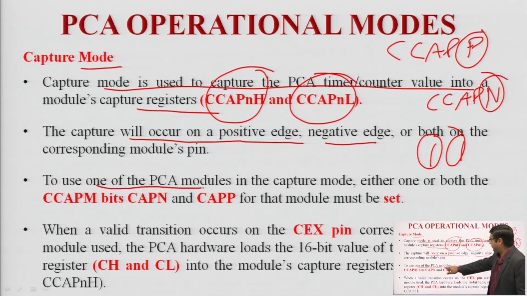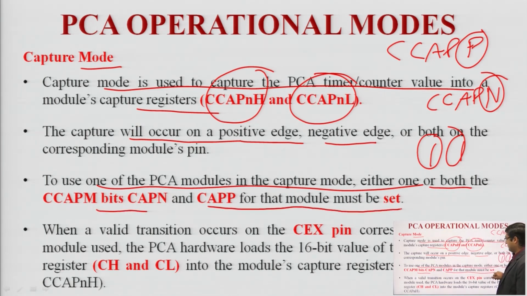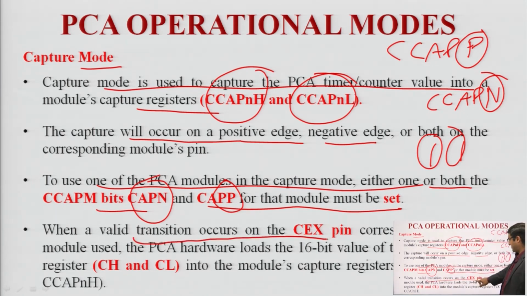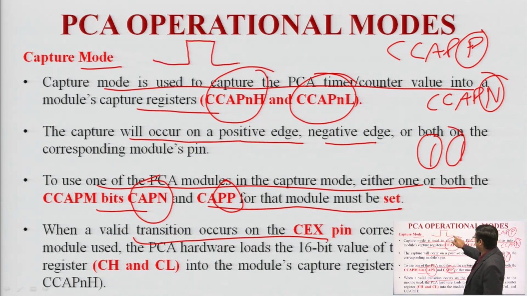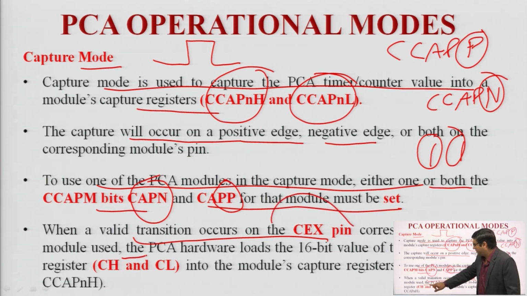So to use one of the PCA modules in the capture mode, either one or both of the CAPP and CAPN bits for that module must be set. We have seen that this represents the rising edge, and this represents the negative edge. The CCF bit should be set if a capture occurs. A transition means a toggle, 1 to 0 or 0 to 1. When a toggle transition occurs on the CEX pin corresponding to the module used, a capture takes place.